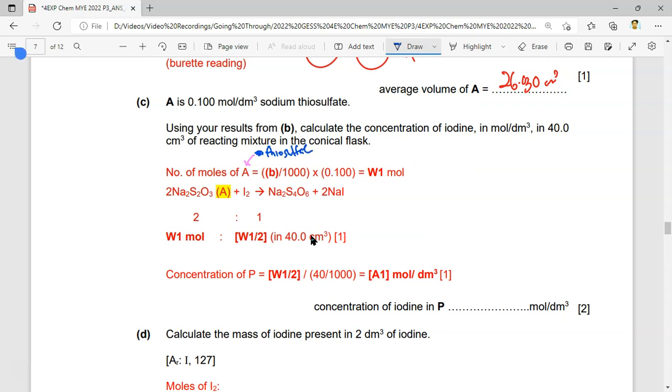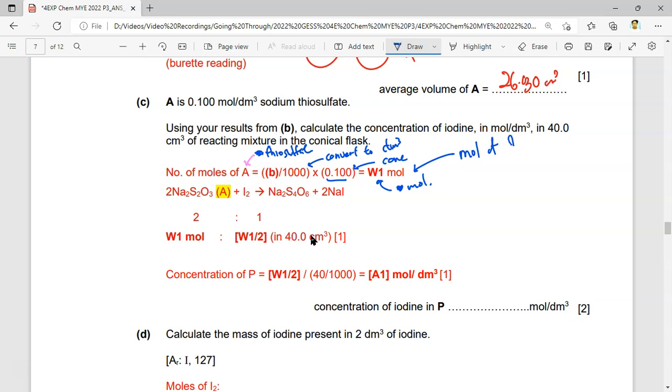So I know the concentration is 0.10. So what I took was the volume divided by 1000. This is actually to convert to dm cube. Then I multiplied by the concentration to find the number of moles. So W1 is the mole of thiosulfate.